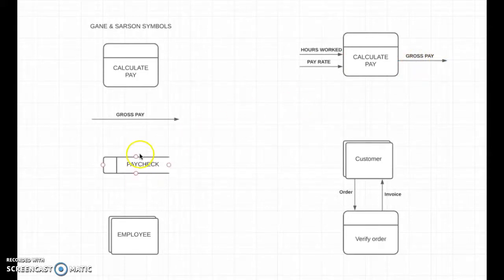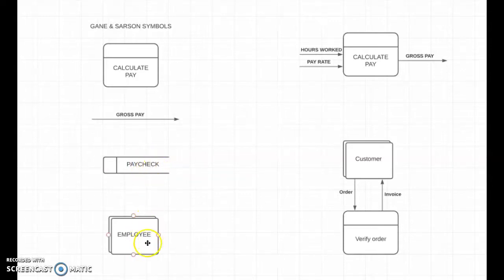Next one is a data store. I have here paycheck. Data store symbols are used in data flow diagrams to represent data that the system stores. So later, one or more system processes will use this data. For example, the payroll system stores paycheck information to print W2 at the end of the year. So paycheck is a data store.